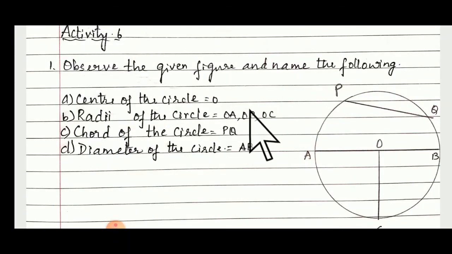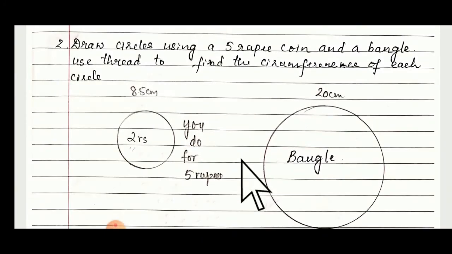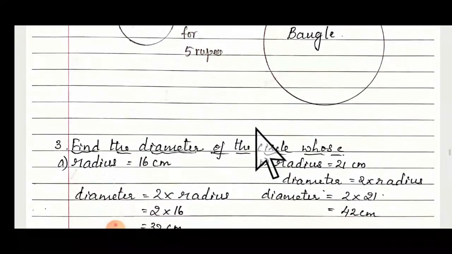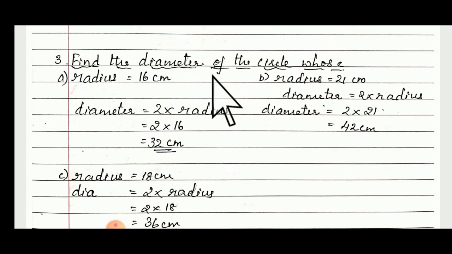Activity 6, you have to observe, as I said, center of the circle is O, radius is OA, OB and OC. Chord of the circle is PQ. Diameter of the circle is AB. Then question number 2, draw a circle using a 5 rupee coin and a bangle. See, I had done it for 2 rupees, it is nearing 8.5. You have to do it for 5 rupees, whereas for the bangle it is 20 centimeters according to the length of my bangle.